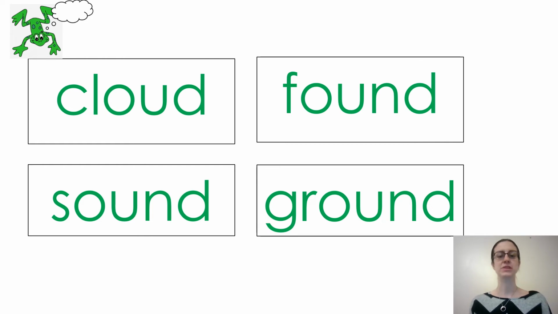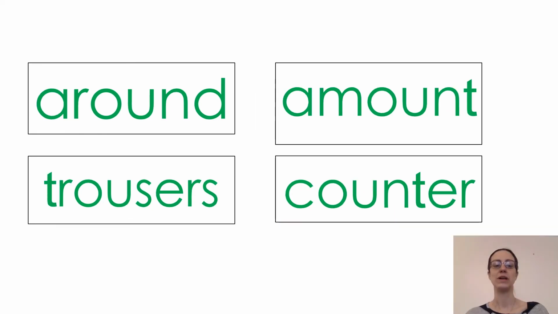Let's do the first word together. Cloud. Now try Fred in your head with the rest of the words. Pause the video while you do this. Here are some more words for you to Fred in your head. Some of these words have two special friends, so use your magnet eyes to check carefully. Pause the video while you read these words.